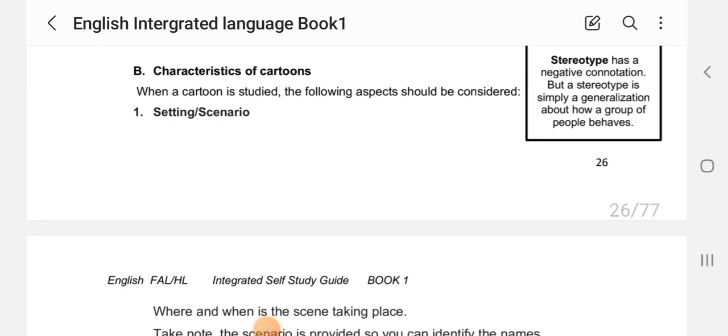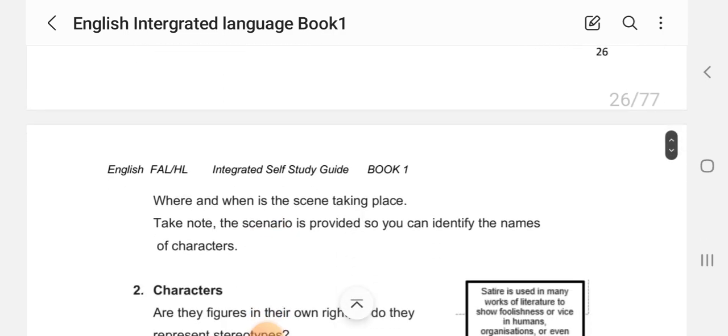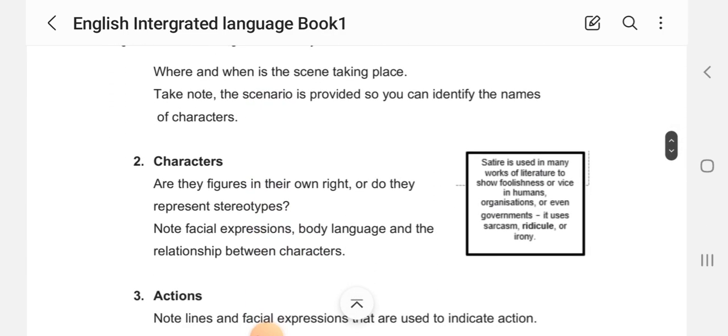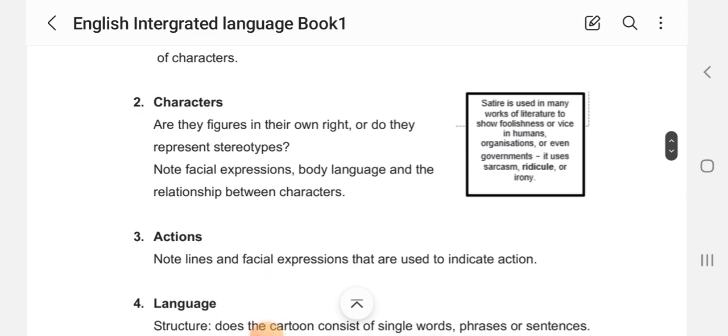So we are going to look at the characteristics of a cartoon. When a cartoon is studied, the following aspects should be considered. So there's a setting, where it's a scenario. Okay, where and when is the scene taking place? Take note, the scenario is provided so you can identify the names and characters. Okay, and the second thing, we have characters. Are they figures in their own right, or do they represent stereotypes? Note facial expressions, body language, and relationship between characters.